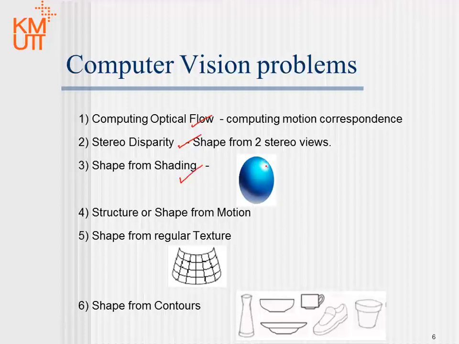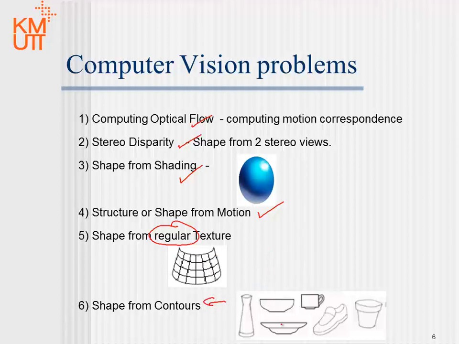Shape from shading is another example where through the shading you see some sort of shape. Okay. Structure from motion is when you see shape based on moving objects. Shape from texture, like you can see here, this is a regular texture, and you can see the shape here that it looks like a lantern or a lamp. So you kind of see the shape based on this texture here. Shape from contour is a very difficult problem.